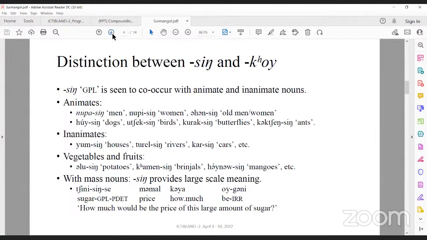Sing, generic plural, seems to occur with animate and inanimate nouns. So Nupa Sing, men, Nupi Sing, Ahan Sing, all men, women. Then Hui Sing, dogs, Uchek Sing, birds, Kurak Sing. In the inanimates, you have Yum Sing, Turel Sing, Kar Sing. And vegetables and fruits, Alu Sing, Kamen Sing, then Haino Sing. With mass nouns, sometimes it's possible to use Sing, which provides a large scale meaning. Sini sing se, mamal kaya wagani. Here you have the generic plural with the mass noun. How much would be the price of this large amount of sugar? Vijay, please go to the next slide.